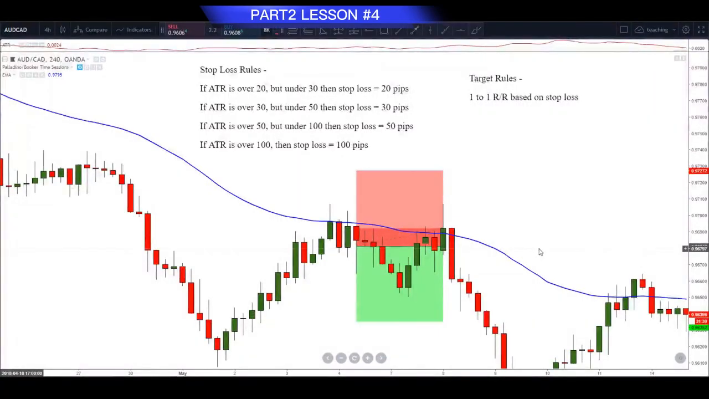Hey traders, welcome to the stops and targets section of the pullback strategy. This section should be pretty easy to comprehend considering what you've learned so far in the course.